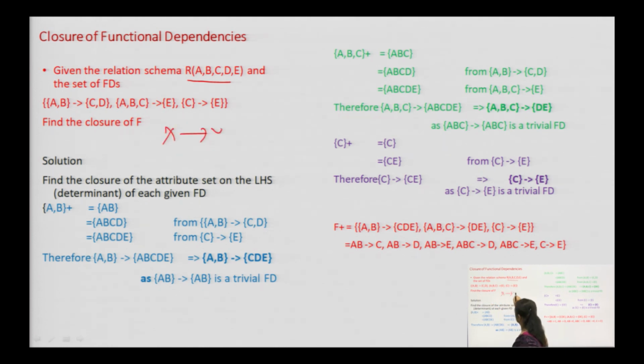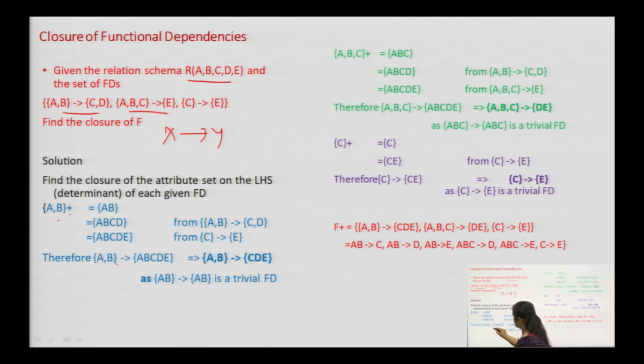We have X to Y as the generic form. So, in every functional dependency we will take the closure of the left hand side. That means, in the first functional dependency AB to CD, I will take the closure of AB, which will be AB. AB is dependent on AB. Now, this becomes ABCD because AB determines CD, and this becomes ABCDE because ABC determines E. So, therefore, we have AB determines ABCDE.